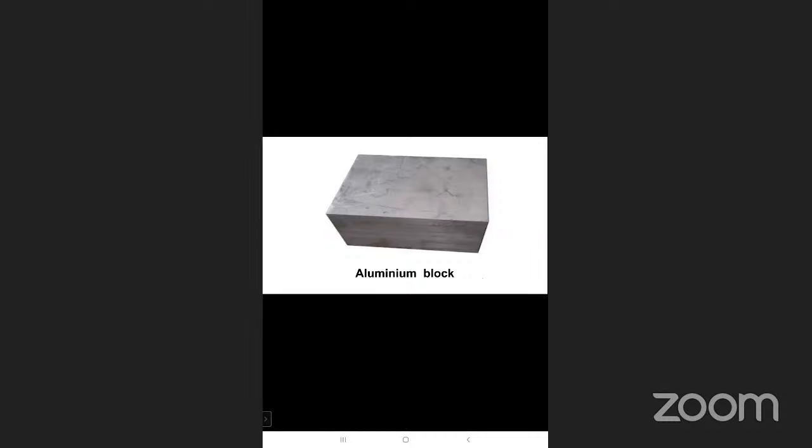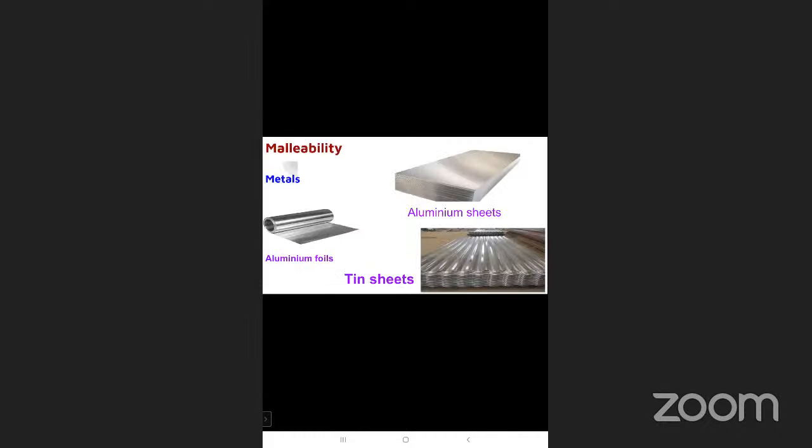Now the next one, look here. This is an aluminium block. It is used in industries, which exist in the form of big blocks. From this big aluminium block, we can get very thin aluminium sheets. You can see aluminium foils, aluminium sheets, and tin sheets.